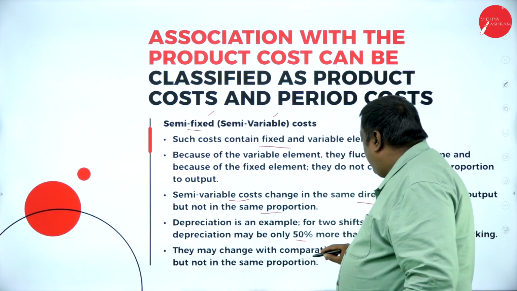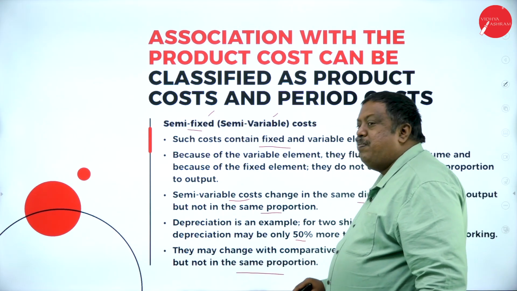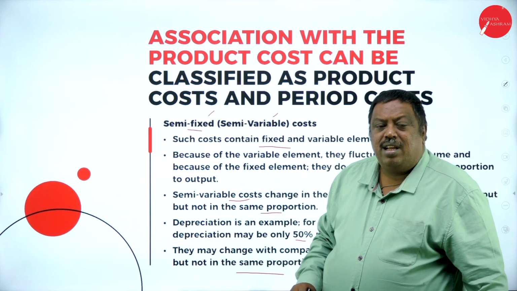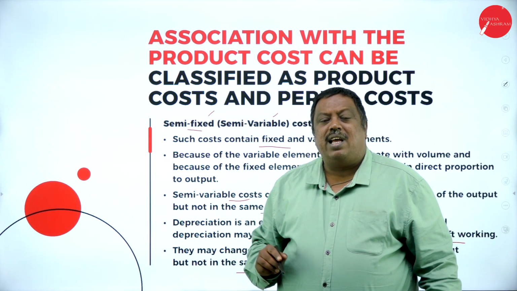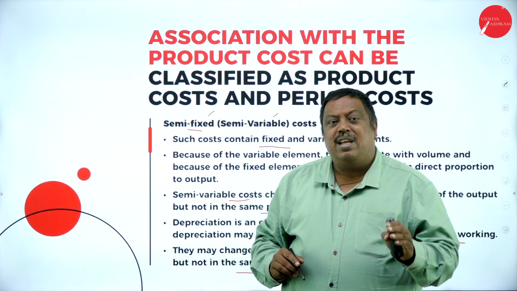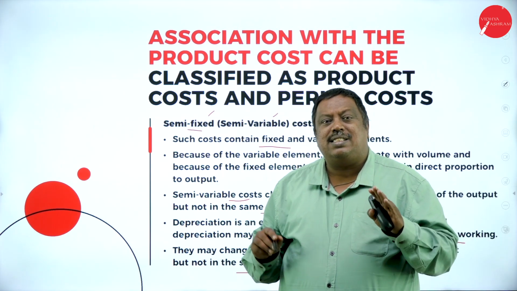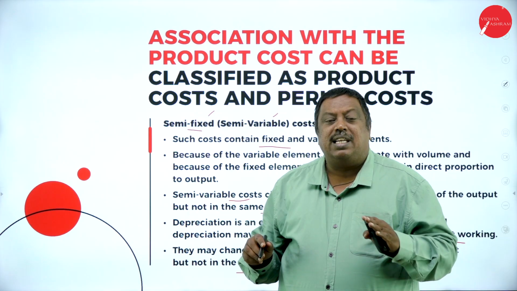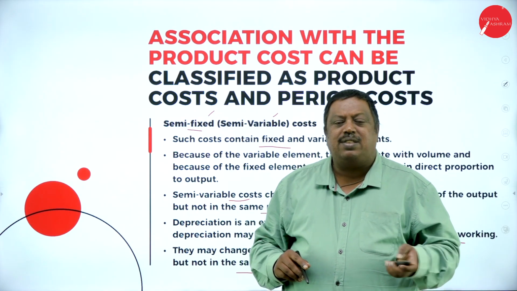They may change with comparatively small changes in output, but not in the same proportion. So here, small changes will be there in my fixed as well as variable cost, and it cannot be equal in proportion, but a small change will be made in the fixed as well as variable.